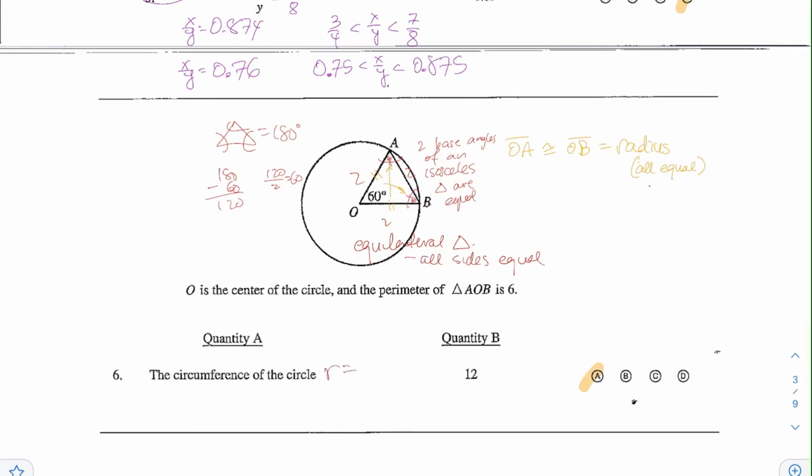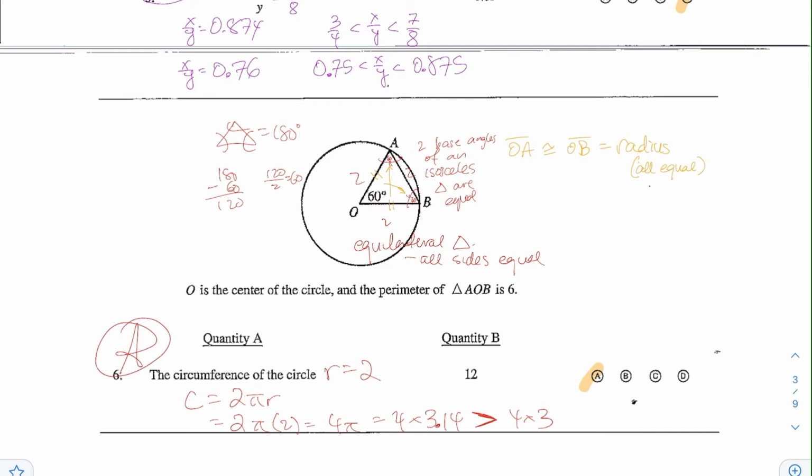So because the radius is equal to 2, you can find the circumference, which is 2 pi r. It's going to be 2 times pi times 2, or 4 pi. And 4 pi is about 4 times 3.14, and that's greater than 12, which is 4 times 3. So in this case, it's going to be choice A.